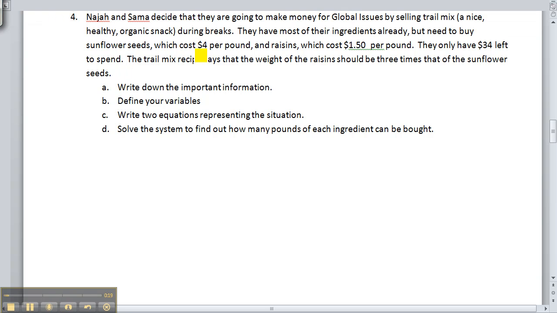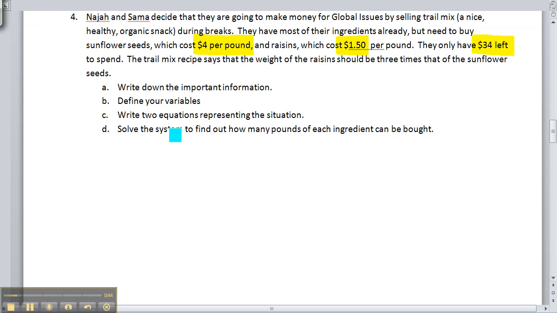So let's see, we've got information here. They're trying to sell trail mix. They have most of their ingredients but need to buy sunflower seeds. Sunflower seeds are $4 per pound, and raisins are $1.50 per pound. They only have $34 left to spend. Those all deal with money, so that's why I'm doing those all in the same color.